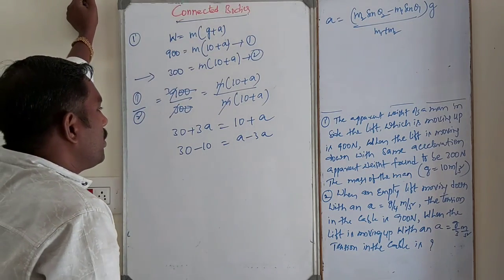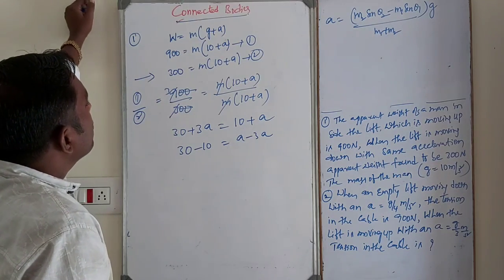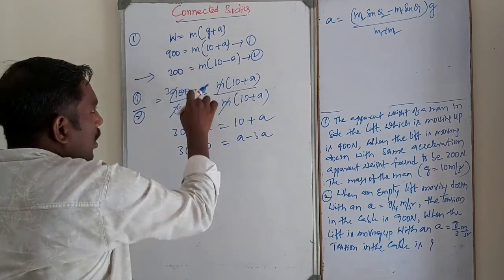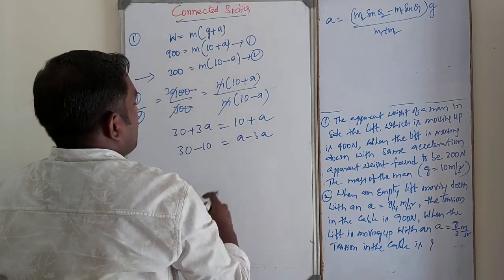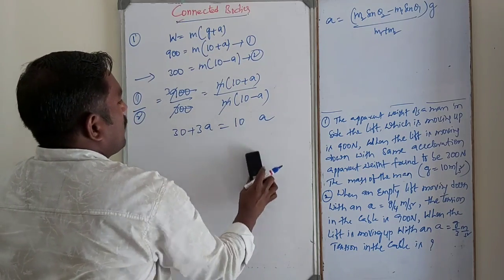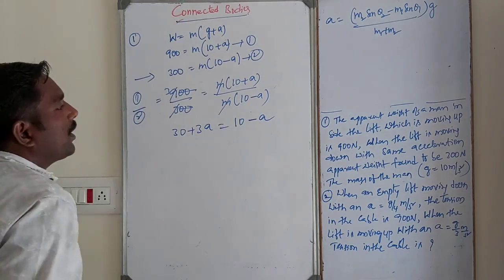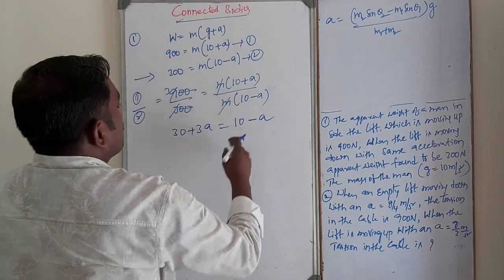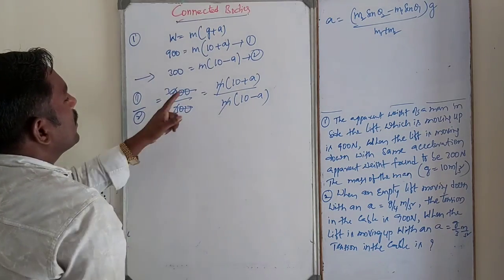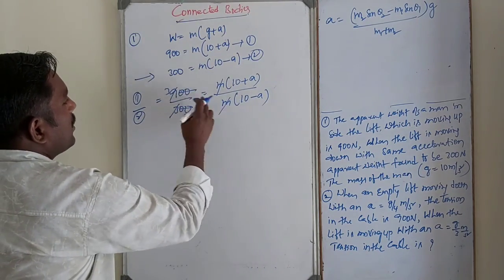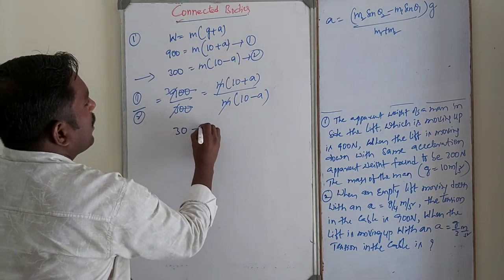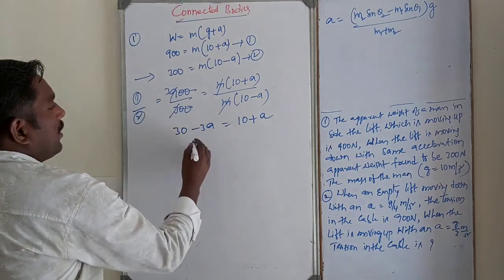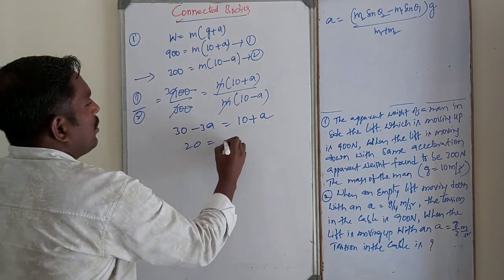Sorry, this is minus, because the lift is moving in the downward direction. This is 10 minus a. On cross multiplication like this, 30 minus 3a is equal to 10 plus a. So that is 20 is equal to 4a.